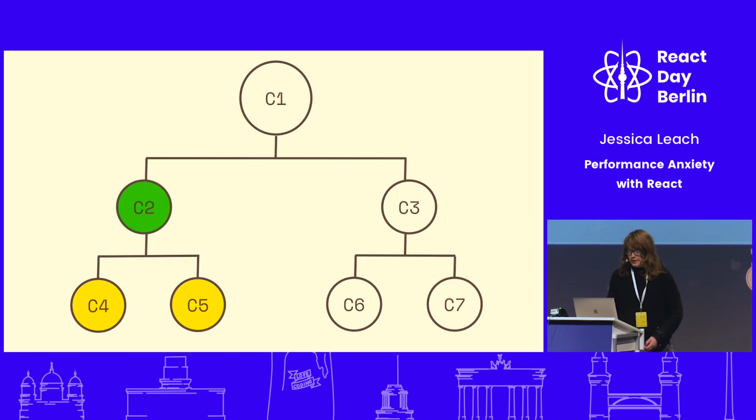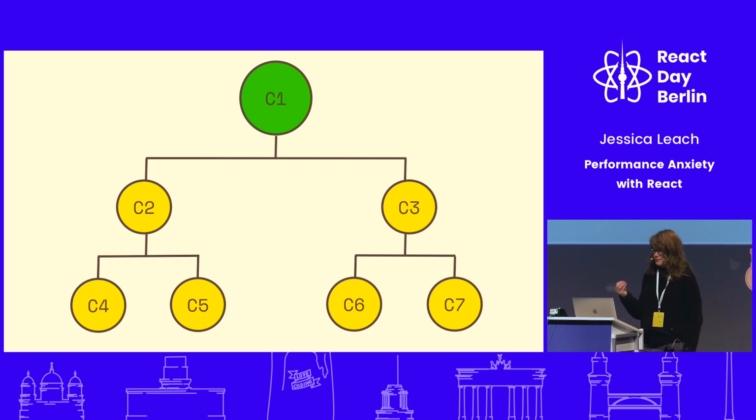C4 and C5 will re-render because they're the children of C2. So every component is re-rendered each time an update happens to its parent. But what if there's an update which doesn't change any of the children? This would be a wasted re-render. Now let's see an example.